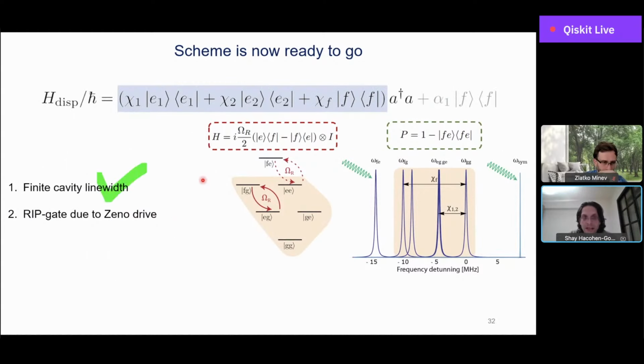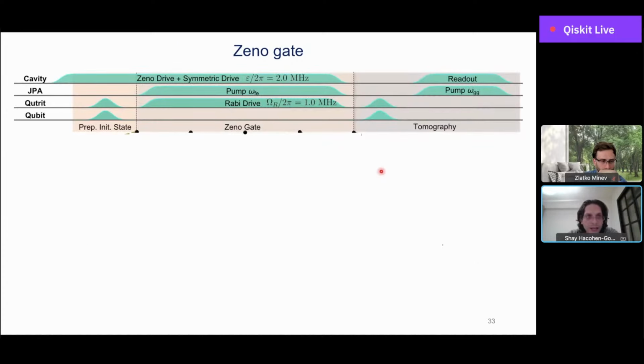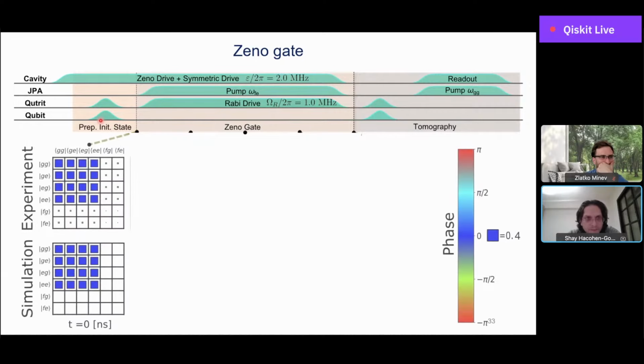Okay, so now that we understand the finite cavity line width and the RIP gate, and our scheme is ready to go, and we know that we're just applying a projector, we can actually look at the dynamics of the gate. So this is what the gate looks like. We start by driving the cavity with the Zeno drive and the symmetric drive with this epsilon parameter over here. We initialize the state in a plus state. So this is the density matrix elements. The size of the filling, that's the amplitude, where a fully filled square is 0.4. This is the experiment, and this is a numerical simulation.